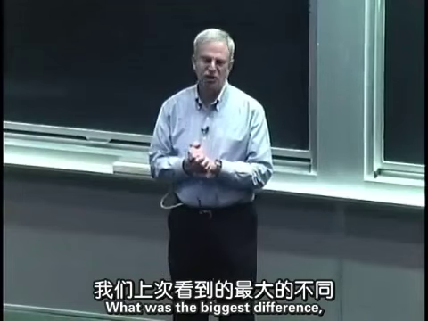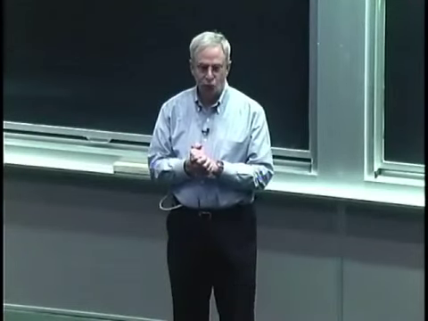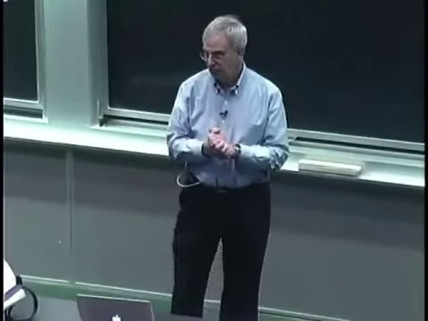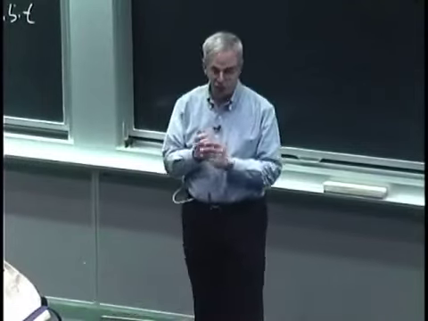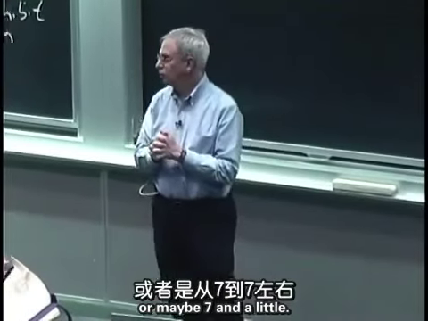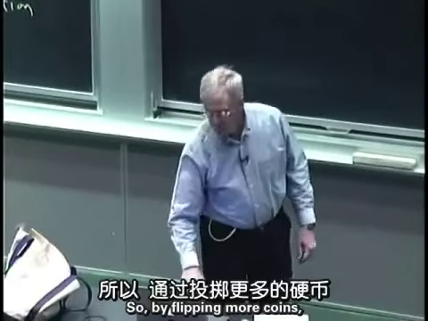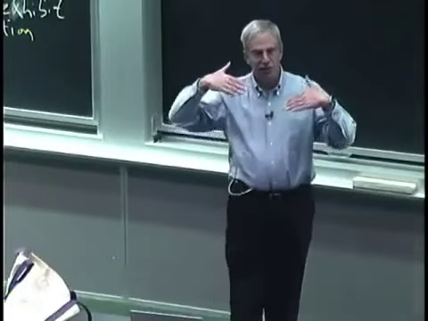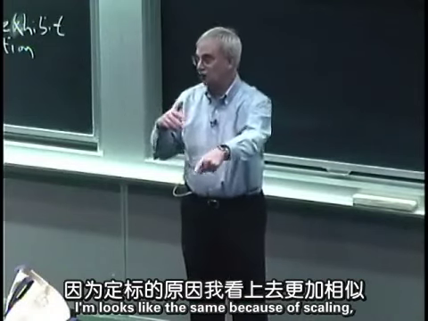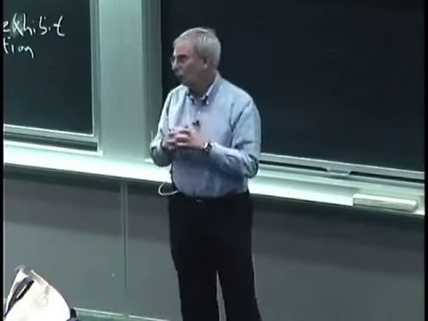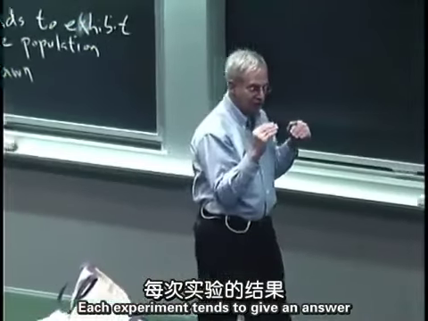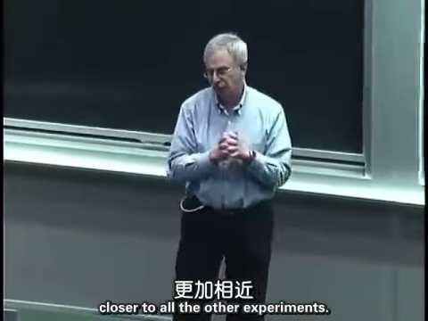What was the biggest difference percentage-wise we saw last time? Over 25. So notice how much narrower the range is here. Instead of ranging from 0 to 25 or something like that, it ranges from 0 to 7, or maybe 7 and a little. So by flipping more coins, the experiment becomes more reproducible. It looks the same because of scaling, but in fact, the range is much narrower. Each experiment tends to give an answer closer to all the other experiments.